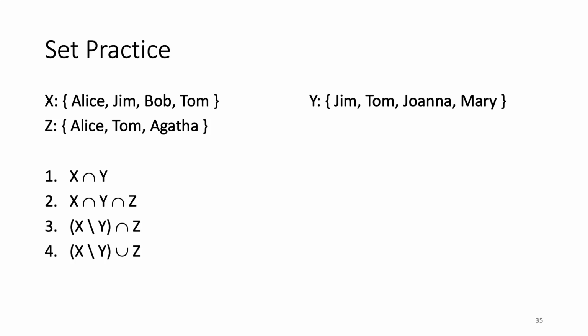Right, this one, number 3: the set difference between X and Y, intersection with Z. Alice? Set difference between X and Y: Jim, Tom. Yes, well done. So we take away the elements from X that are also in Y. We take away Jim and Tom, Joanna's not in there, so we're left with Alice and Bob. We then take that as an intermediate set, because we're using brackets, and intersect that with Z, and the only common item between those two sets is Alice.